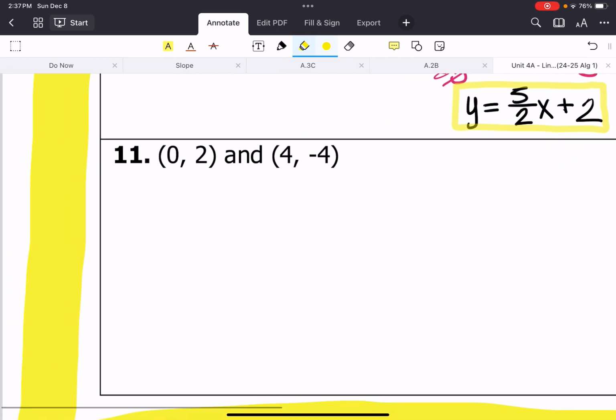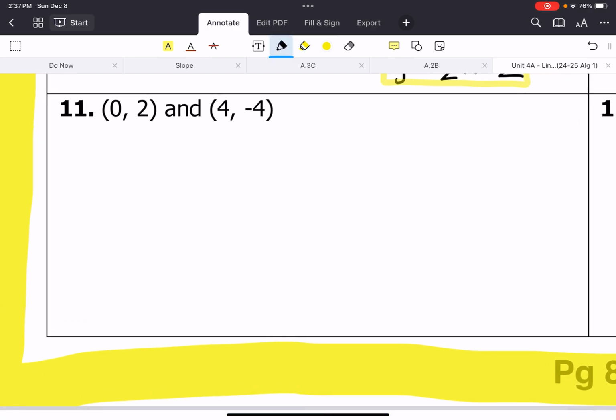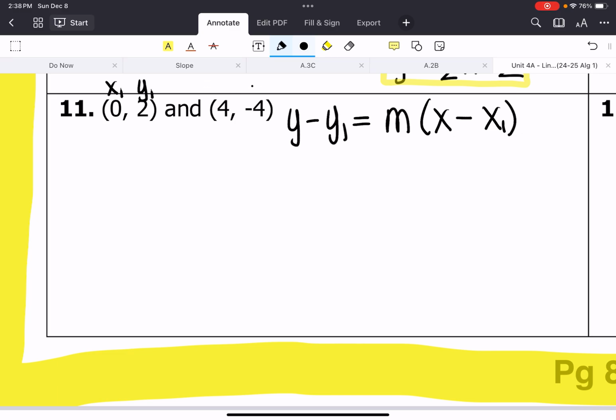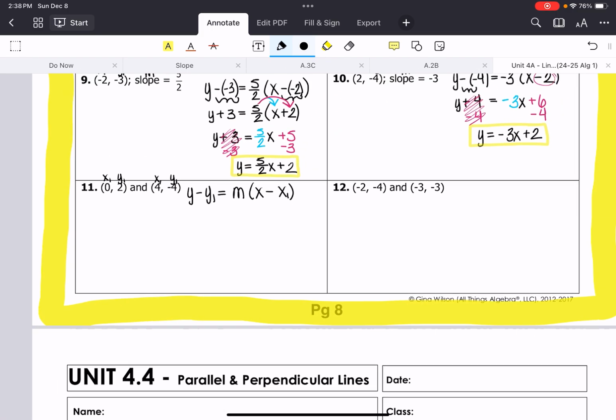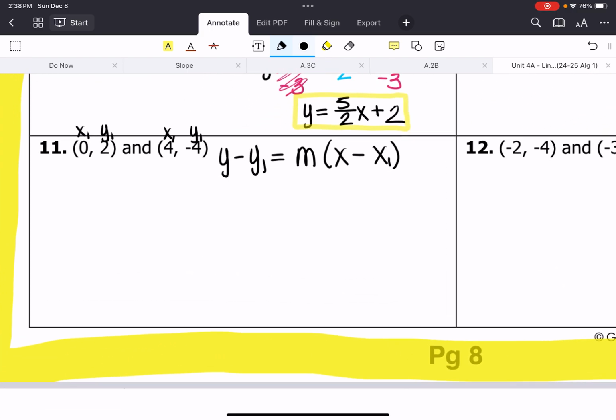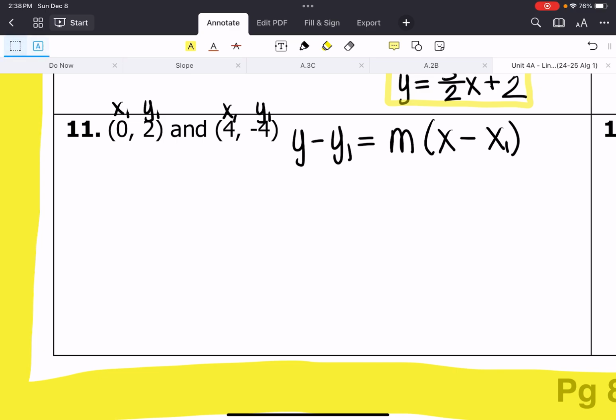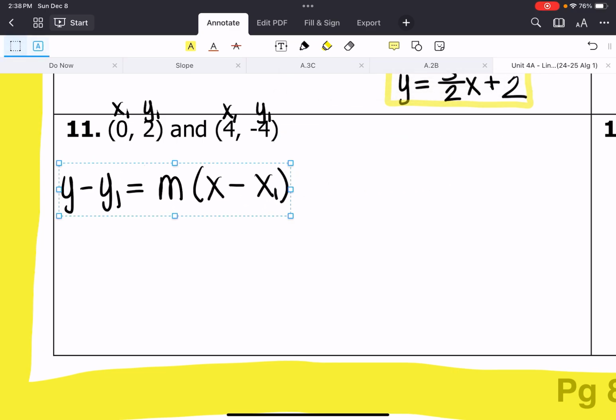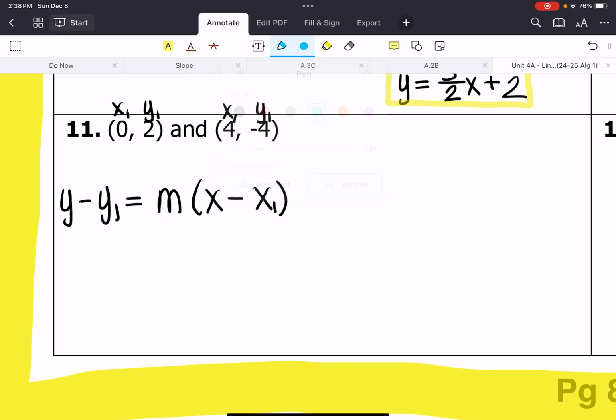For number 11, still using our point slope form of y minus y1 is equal to m times the difference of x minus x1. Now, before we do that though, notice this time that they did not give you the slope. So this is where we have an additional step that we have to do before we use our point slope form. And that is we first have to find what our slope is.